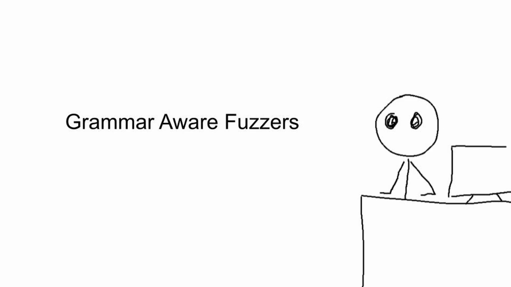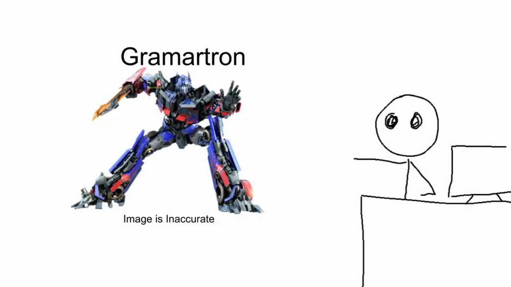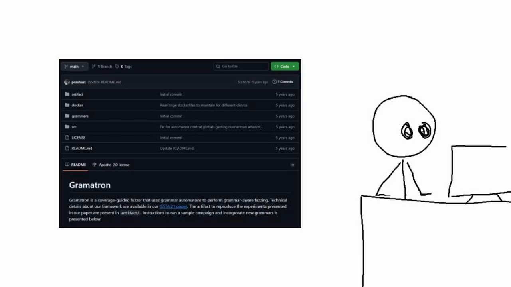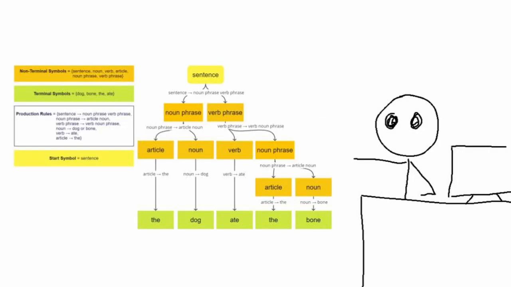However, this doesn't mean that every single implementation of a grammar-aware fuzzer is flawless. The authors of the paper, Gramatron: Effective Grammar-Aware Fuzzing, Prashast Srivastava and Mathias Payer, created a fuzzer called Gramatron with the goal of overcoming the limitations of existing grammar-aware fuzzers. In the paper, they identify two major problems. The first being biased sampling. The way these traditional grammar-aware fuzzers work is they use these parse trees that I mentioned before.